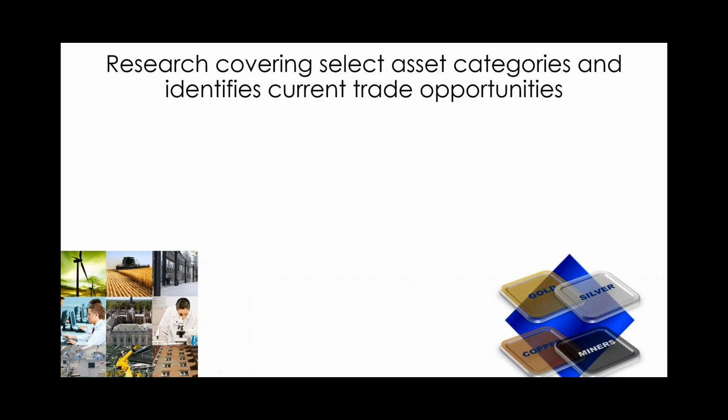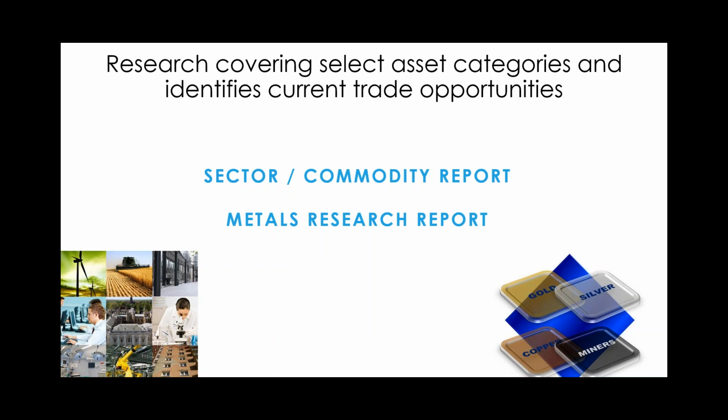Now, the second type of research here is research covering assets and categories that identify current trade opportunities. Our sector commodity report and our metals research report provide specific opportunities in sectors, commodities and metals. When we see the power of the statistic and the power of the pattern line up, we're going to inform you and take action, whether we suggest that we want to long an asset or short an asset, and all that is done by email and includes updates.